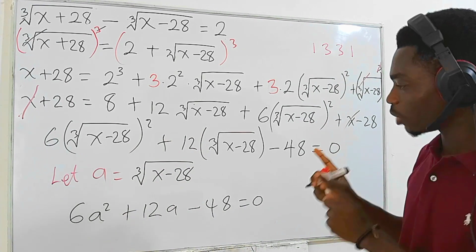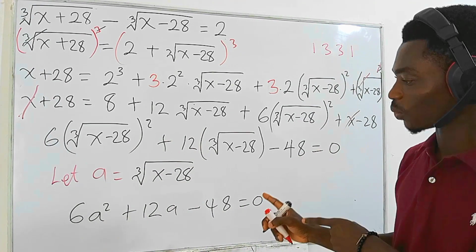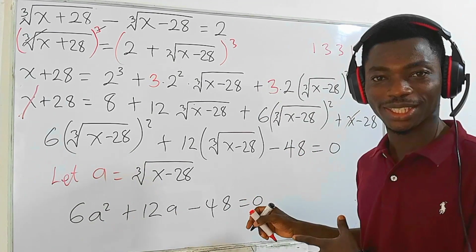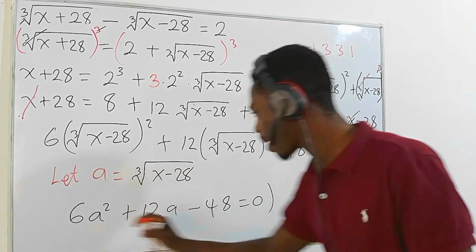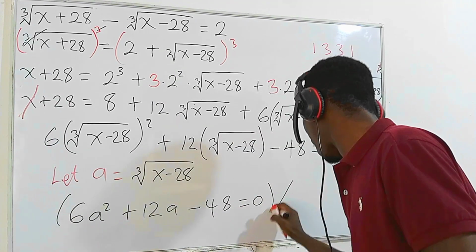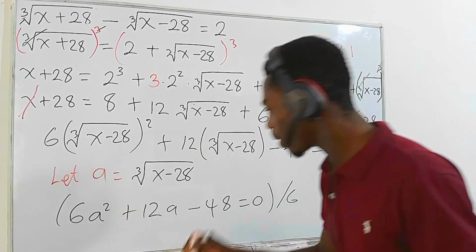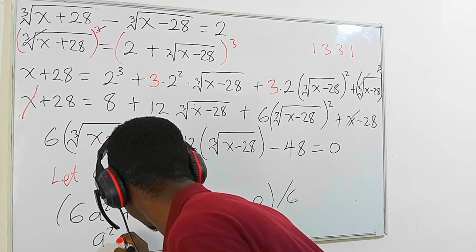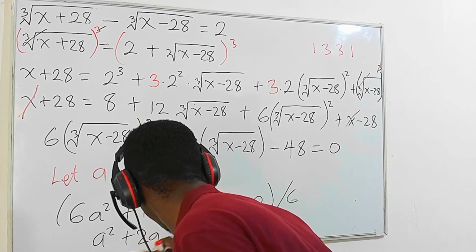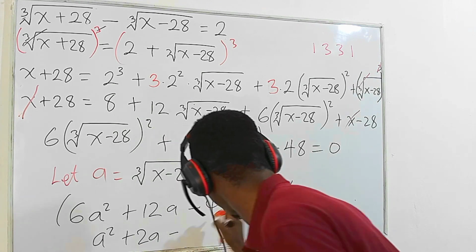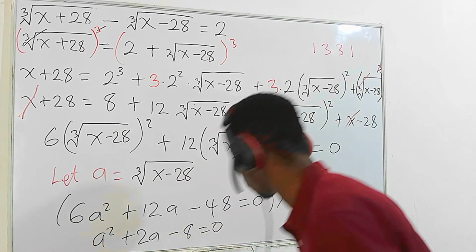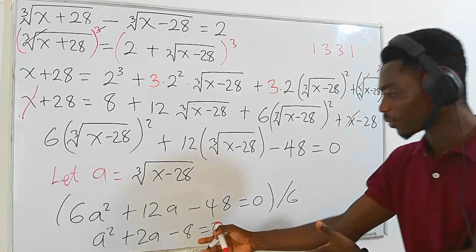But we can actually do a very nice thing to this quadratic equation because 6 can divide every term in this equation. So I would say every term here divided by 6. And we are going to have a squared, then plus 2a minus 48 divided by 6, that is 8. And this is equal to 0. And this time, this is the equation that we have.